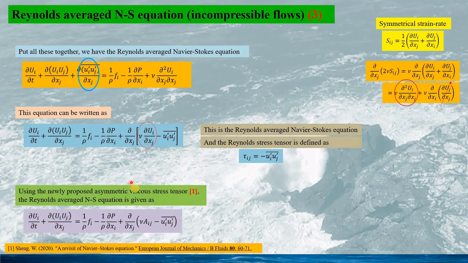Using the newly proposed asymmetric viscous stress tensor in the reference below, the Reynolds averaged Navier-Stokes equation can be given in this form. Here, Aij is the asymmetric strain rate tensor defined as this.